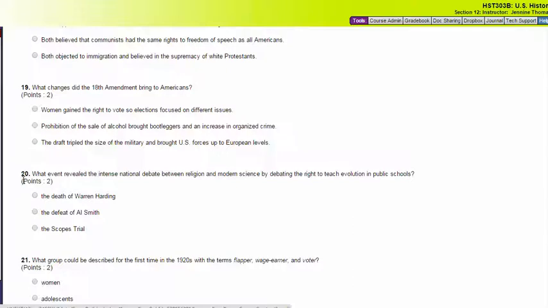Number 20. What event revealed the intense national debate between religion and modern science by debating the right to teach evolution in public schools? The death of Warren Harding, the defeat of Al Smith, or the Scopes trial?